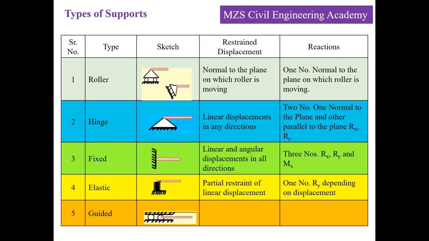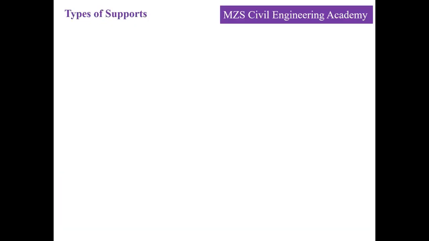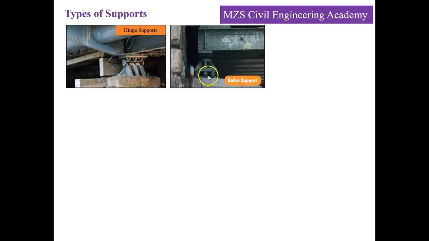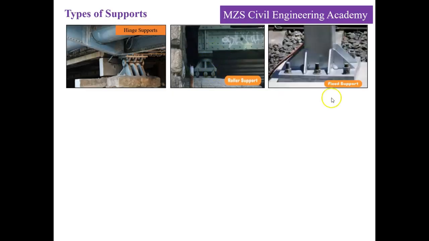Let us have a real life example of these support systems. Here the bridge deck is being supported by a hinge support, where the base plate is completely fixed and the roller is there at the top, and it allows rotation over the surface here. Now the second one is a roller support, where we can find rollers below the support system here. It's also an example of a bridge.